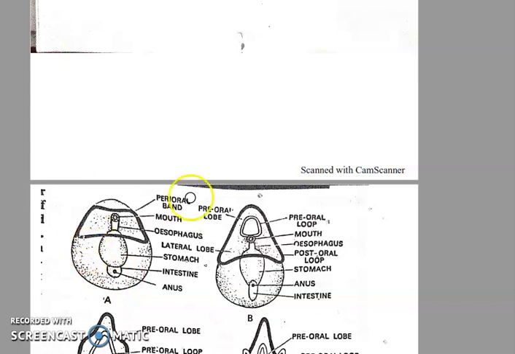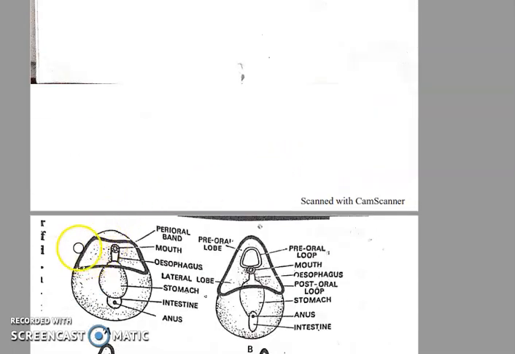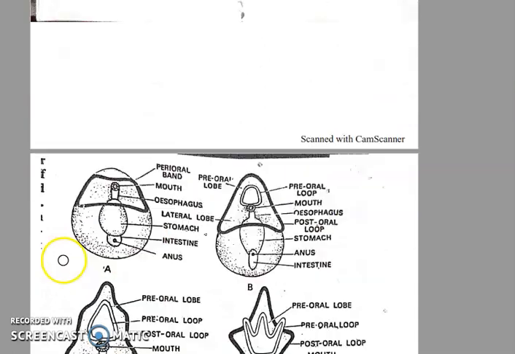Second thing is a perioral band is formed that bears cilia. So initially the cilia were spread all over the surface, but now they are confined only to this perioral band in the Diplurula larva. So this is the first larva generally found in the life history of almost all echinoderms.